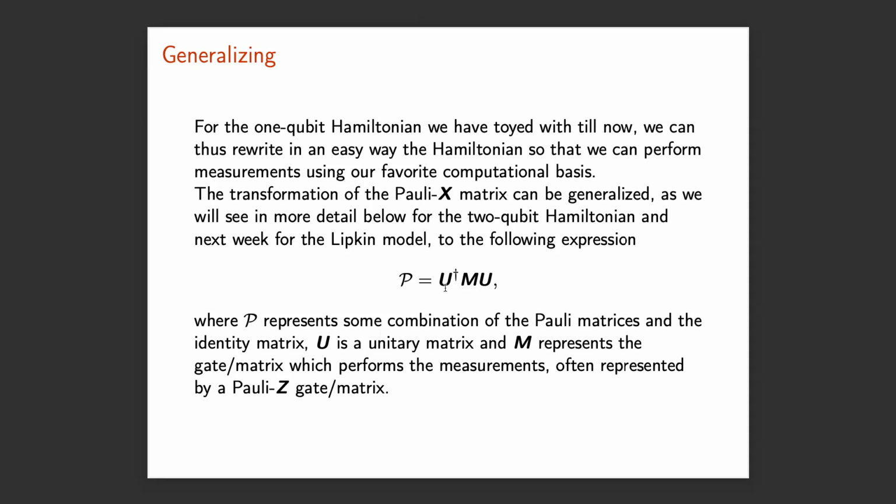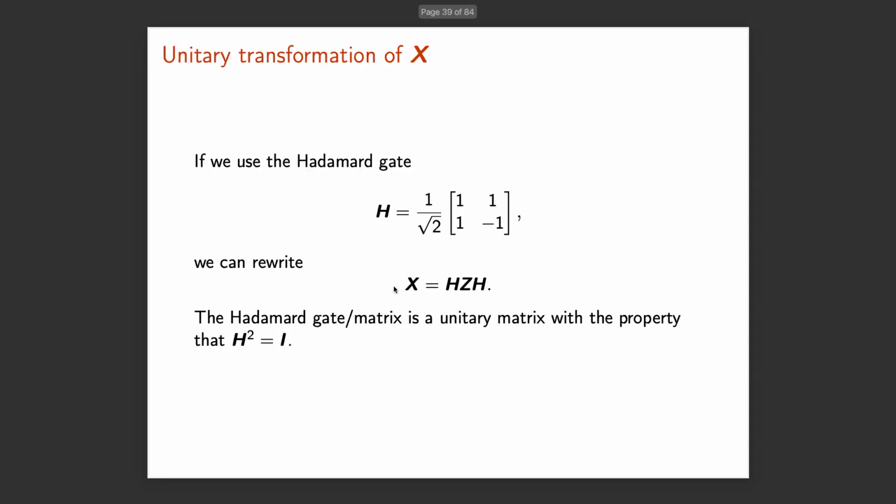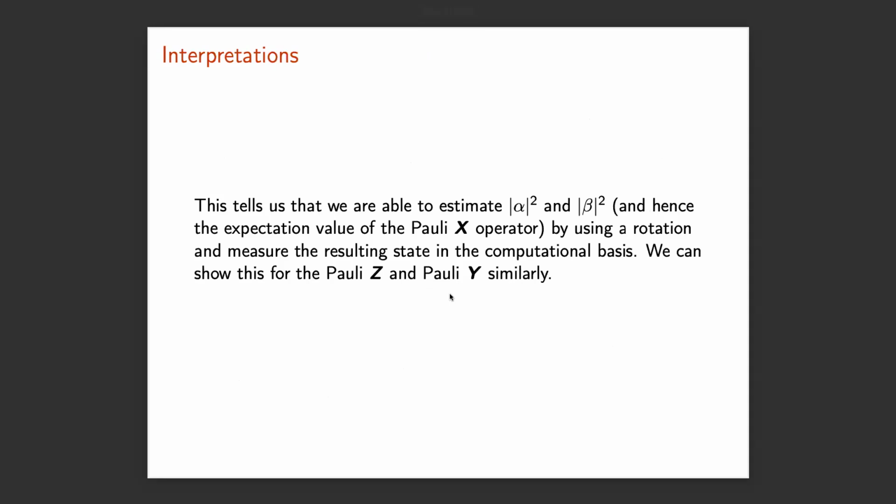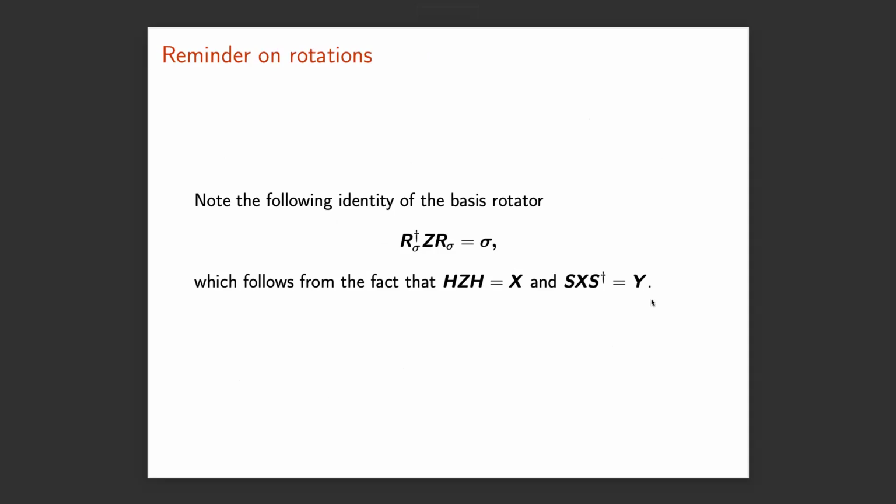And then we need to find a unitary transformation which transforms the other Pauli matrices, like this Pauli matrix X, which is given by this unitary transformation in terms of the Hadamard matrix. This is something we discussed last week, and we showed that this is actually the case. So that tells us that we are able to estimate these parameters, and hence the expectation value of the Pauli X matrix, by using a rotation and measuring the resulting state in the computational basis. We can do this for the Pauli Z and the Pauli Y matrix because we simply have these operations here.